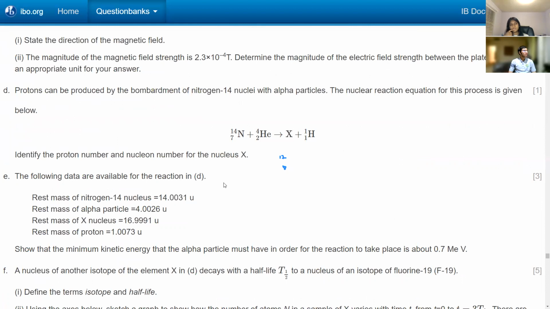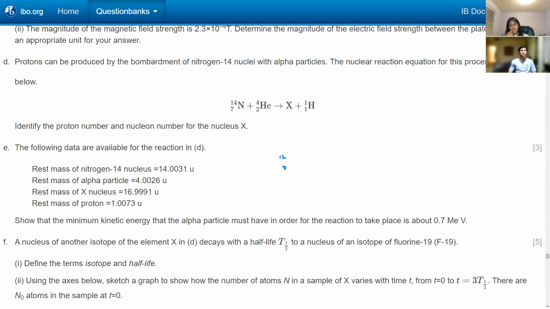The following data are available for this reaction. Show that the minimum kinetic energy that the alpha particle must have in order for the reaction to take place is about 0.7 megaelectronvolts. Oh, I just blanked. I blanked too. You have to multiply by the 931.5, right? Yeah, or what is that number? 931.5. First you do mass defect. Okay, I just forgot everything.